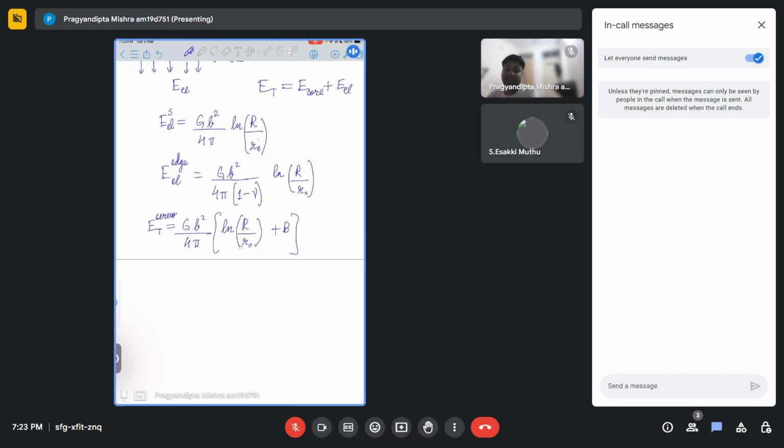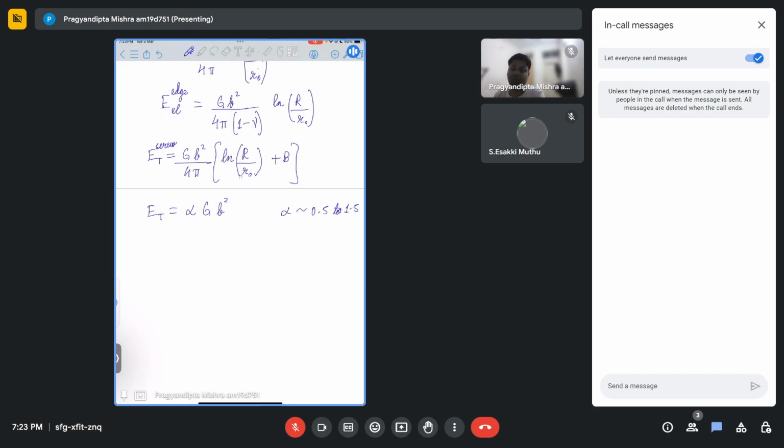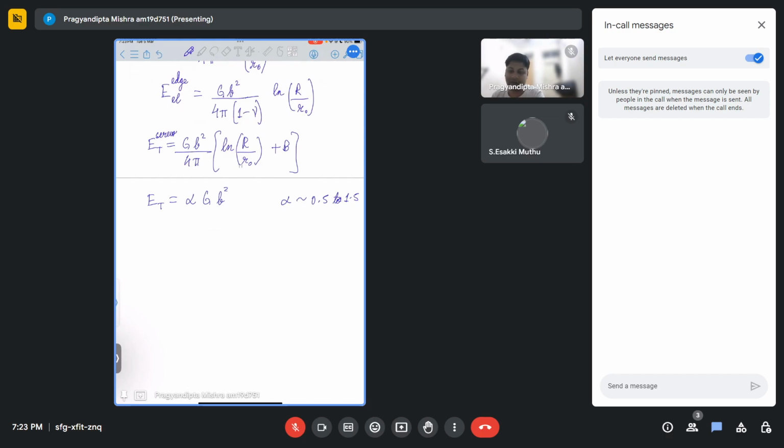My total energy is equal to something like alpha times G b squared. Now this alpha term generally varies from 0.5 to 1.5. In most of the problems that you will see, if alpha is not given, you can just take it as 0.5 or 1 by 2. So my total energy is proportional to the square of the Burgers vector.